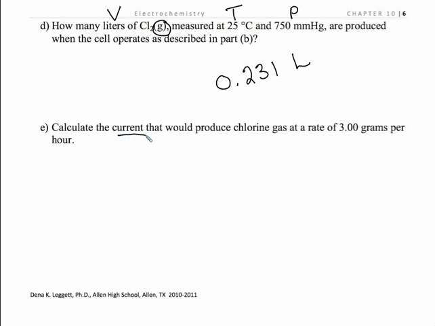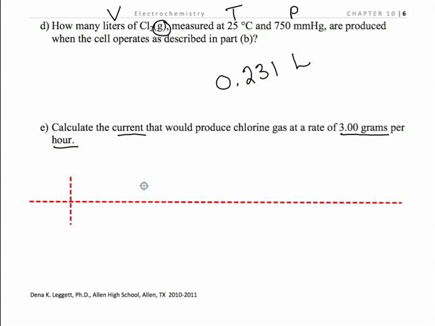And we'll go on. Now this one says calculate the current at 3 grams per 1 hour. So it's again a dimensional analysis. For current, remember, is coulombs per time. So I'm going to put time in the denominator. I have 3 grams and I have 1 hour. Now I need to get this to coulombs per second because that's what an amp is.